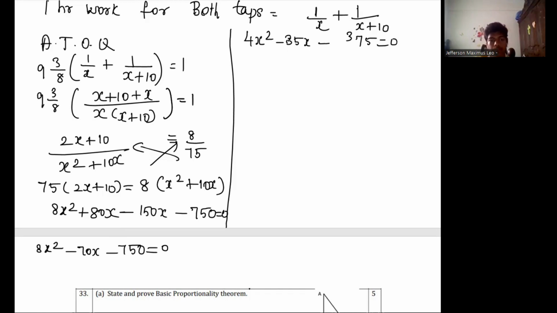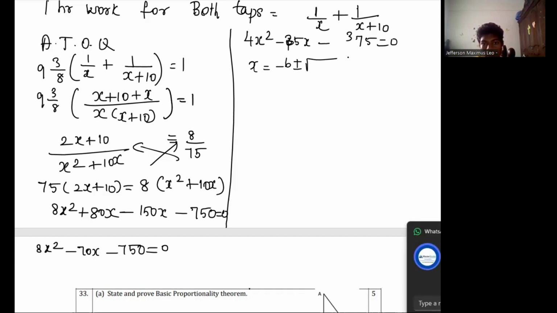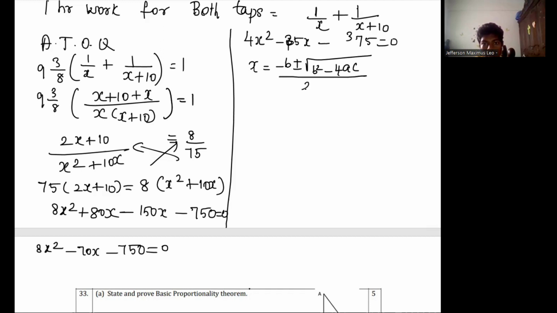After that, no common factor is present. 35x. Go with the formula way. x is equal to minus b plus or minus root of b square minus 4ac by 2a. That's correct. 230x. Okay, ma'am. Somewhere we made a mistake. It's 230x. Okay. Correct.